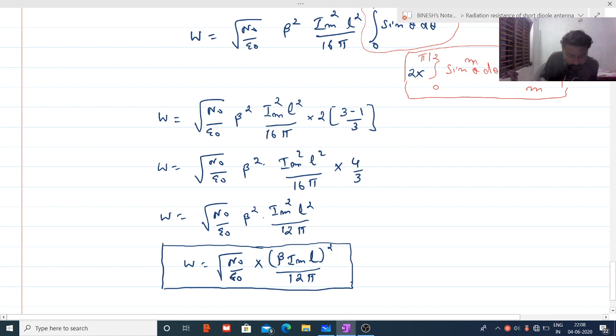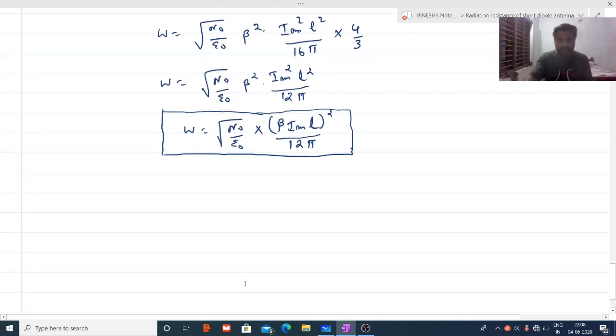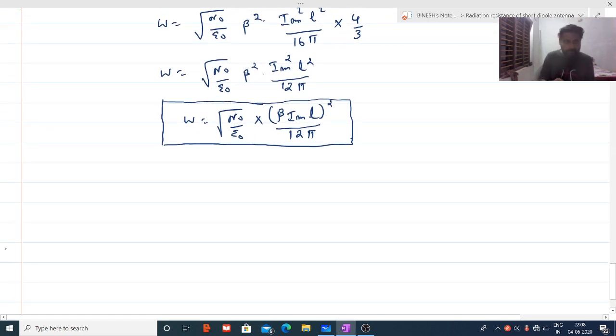This is epsilon naught, omega by epsilon naught. Okay, but what you know, you know the radiation resistance is given by RR. In the first equation itself we calculate RR is nothing but 2W by Im square. So we'll calculate, because our main aim is to calculate the radiation resistance. For that purpose we have to calculate the power radiated by the antenna. So we'll write radiation resistance.